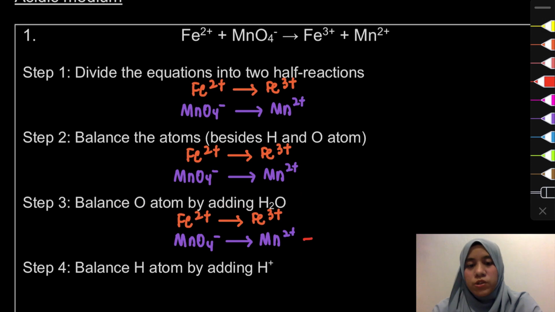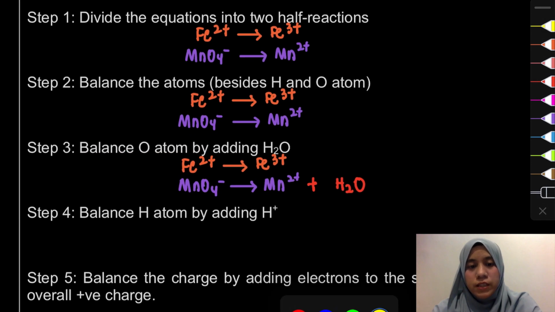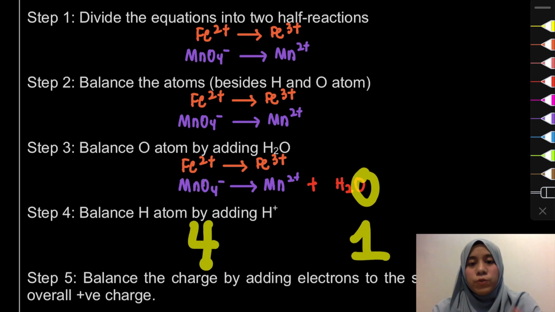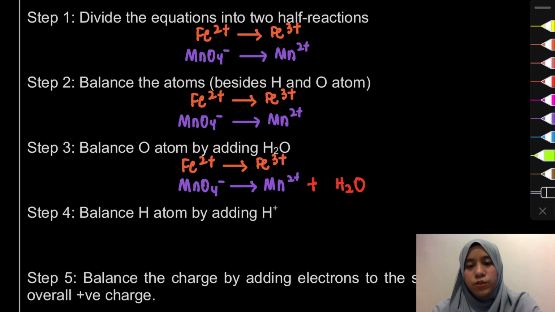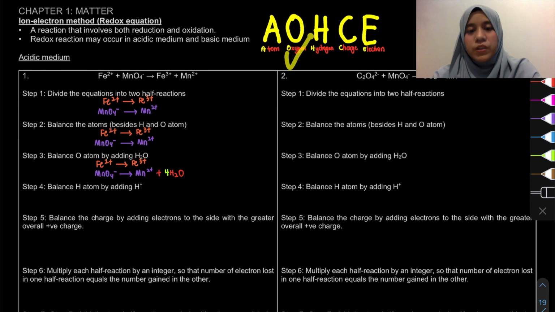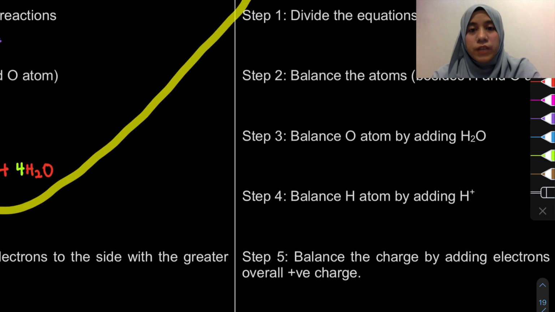H2O. Okay, so I'm just gonna write down H2O here. Tapi sekarang ni, kita tengok oksigen kita is actually 4. Tapi kalau water ni baru 1. So, how to make it balance? Kita akan add 4H2O. Okay, so that's for balancing oxygen atom. Okay, dah habis. Sekarang ni is for the hydrogen itself.